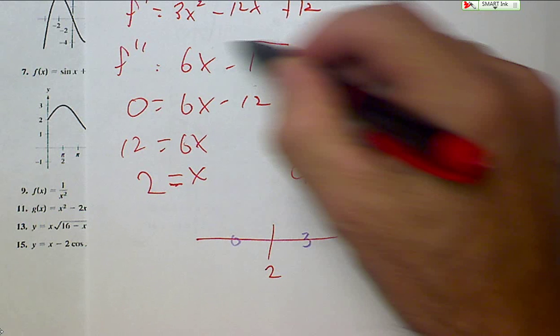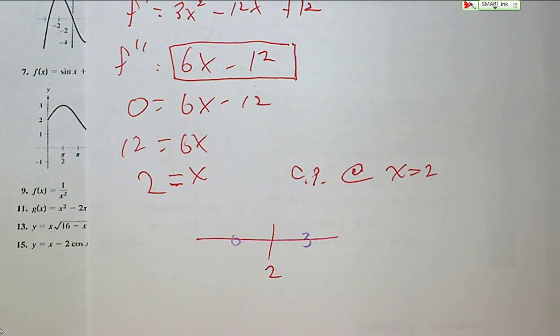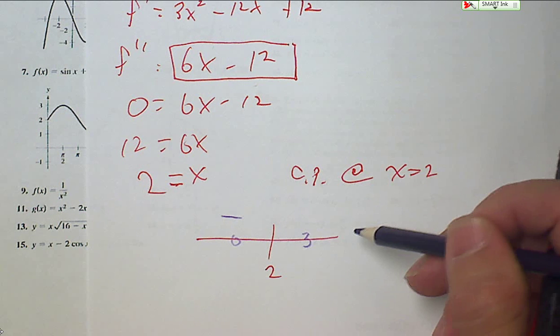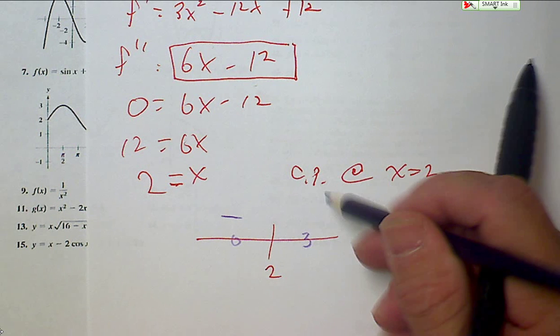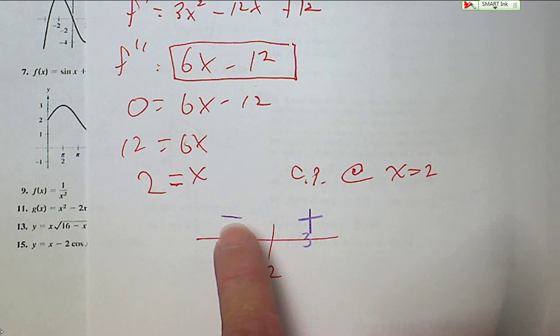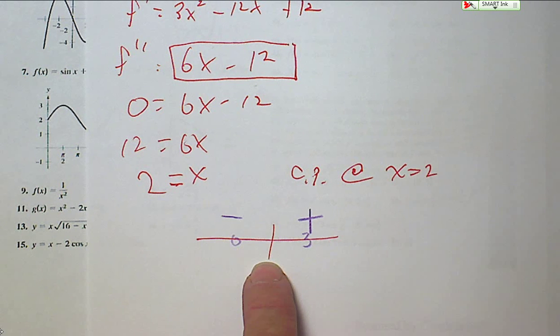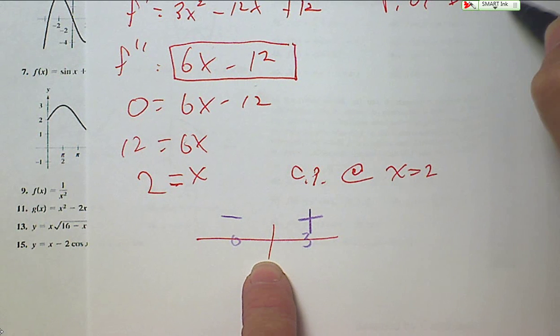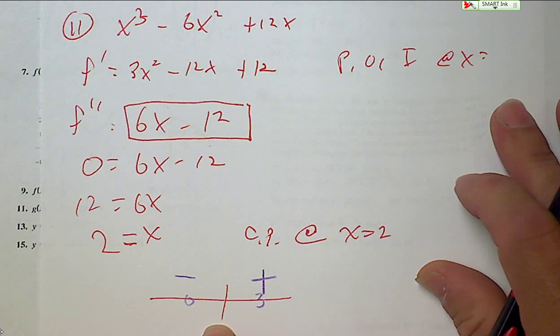Plug it back in here to f double prime. That's where we're checking, okay? So 6 times 0 minus 12, negative. 6 times 3 minus 12, positive. That's all I care about is the signs. So I have a point of inflection because it changed signs. I have a point of inflection at x equal to 2.